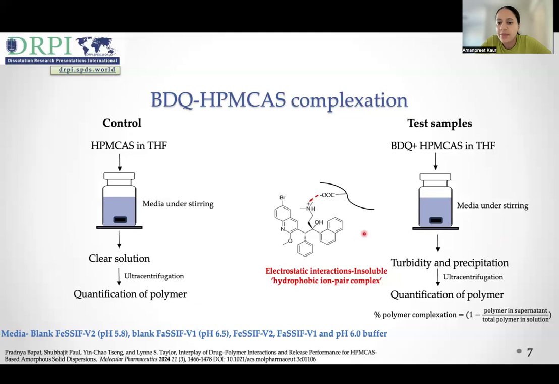This is because both bedaquiline and polymer are ionized under these pH conditions and consist of two oppositely charged functional groups. Because of electrostatic interactions, they formed an insoluble hydrophobic ion pair complex. We separated this insoluble complex by ultracentrifugation, dried it overnight, and analyzed it in FTIR. The supernatant was analyzed for polymer concentrations. We used this equation to calculate percentage polymer complexation in each of these media.